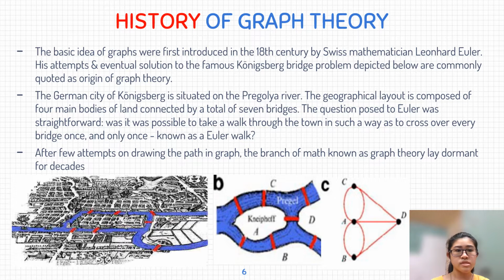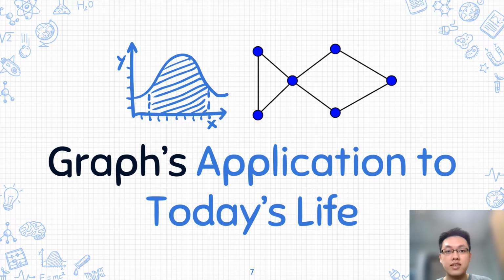The question posed to Euler was straightforward. Was it possible to take a walk through the town in such a way as to cross over every bridge once and only once, also known as a Euler walk? After a few attempts at drawing the path in graphs, the branch of math known as graph theory lay dormant for decades. Graph theory is a key component of discrete mathematics, which is a significant area of practical mathematics.